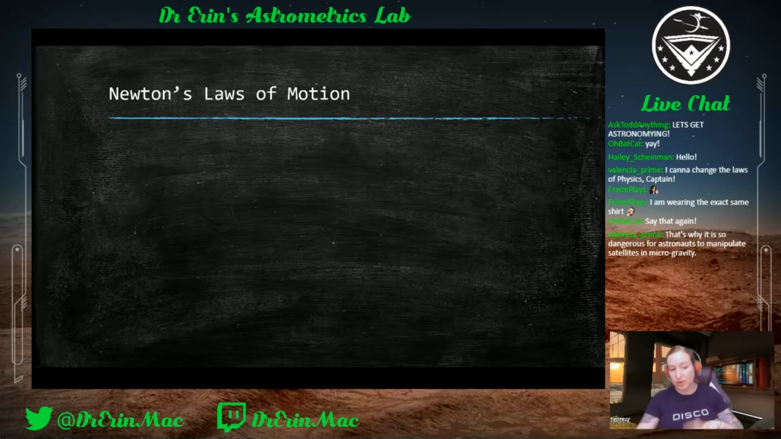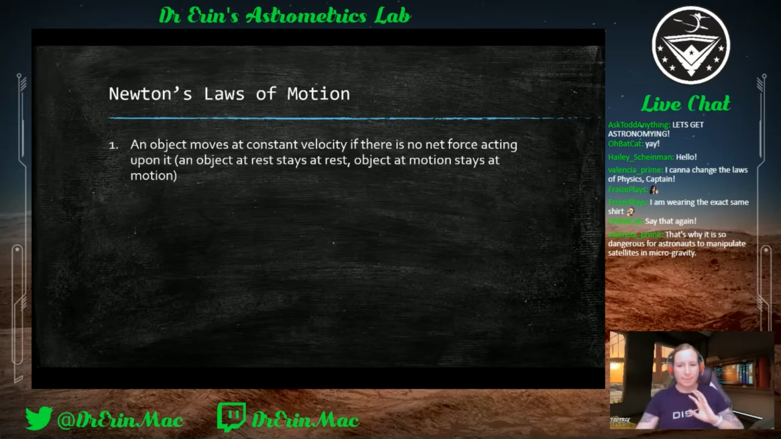So Newton had 3 laws of motion. The first one is an object will move at a constant velocity if there is no net force acting on it. So there are key words here that we've already gone through: velocity, speed plus direction, and net force, the combination of all the forces acting on it. If you have one force pushing you this way, but an opposite force pushing you this way, you are feeling 0 net force, so your velocity won't change.